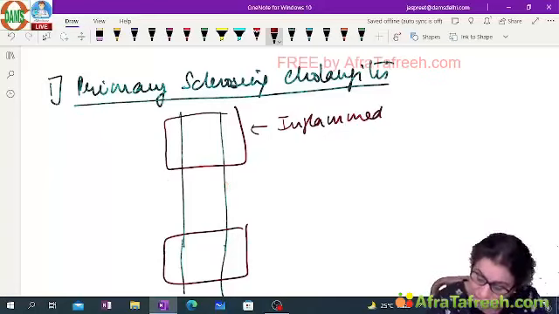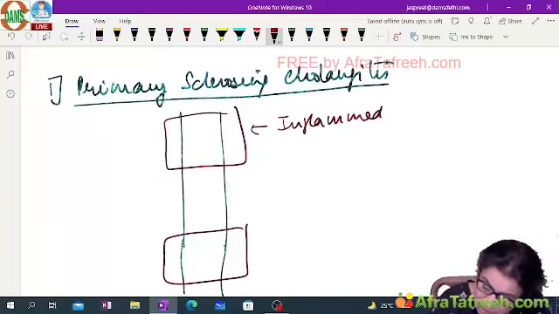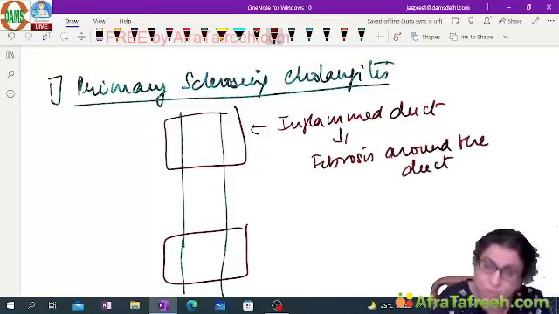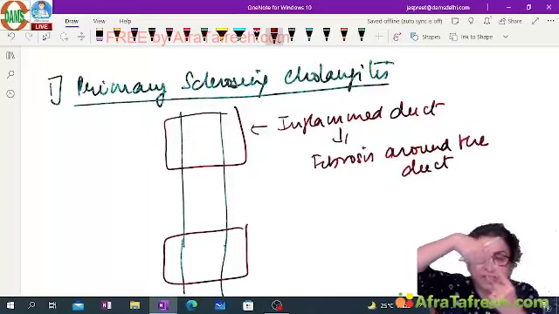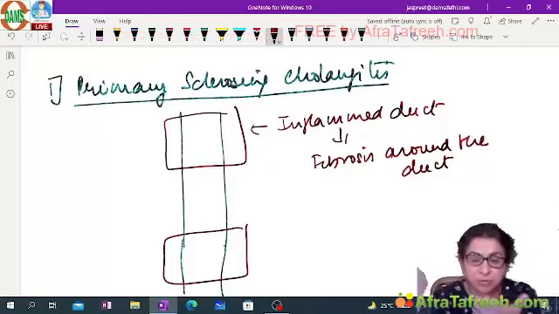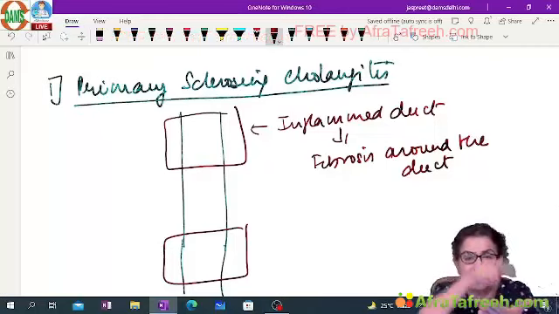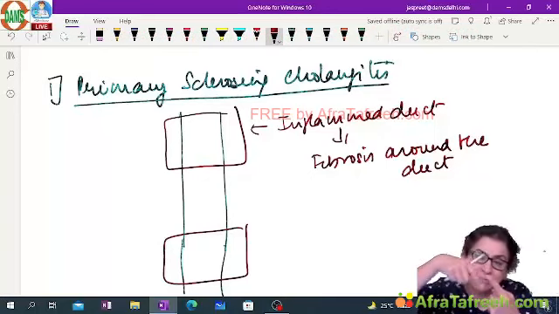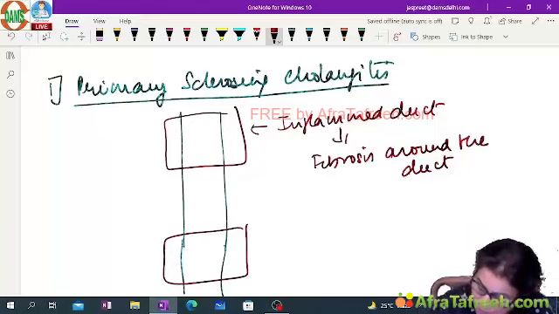After inflammation, there will be fibrosis around the duct. This fibrosis is laid in a concentric fashion around the duct, so it's called onion skin fibrosis. In a cut section of an onion, you have so many layers inside. Similarly, the duct will be surrounded by so many layers of fibrous tissue. So fibrosis around the duct. This is onion skin fibrosis.